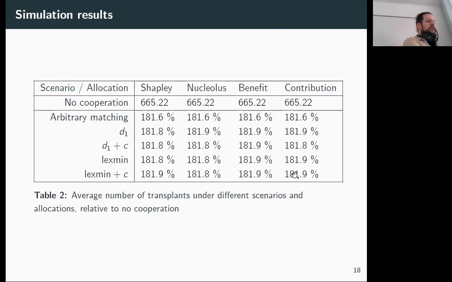So very briefly about what happens without cooperation. This is done roughly in a 2000 node graph. So about 1/3 of the patients are treated without cooperation. What is more notable is that no matter what kind of cooperation we are doing, this is going to lead to, unsurprisingly, a significant improvement. At the same time, the number of transplants we manage to do does not really matter what kind of scenario or what kind of allocation we're looking for. It's always going to be something like 1.8 times.